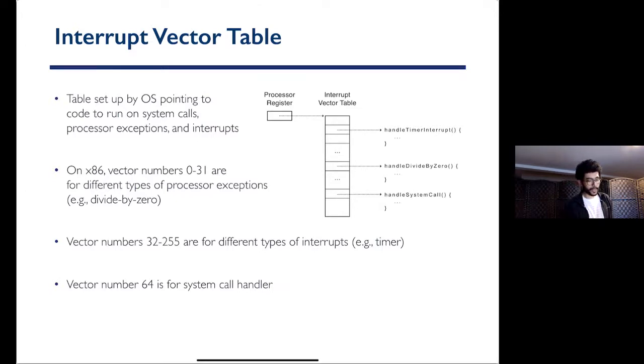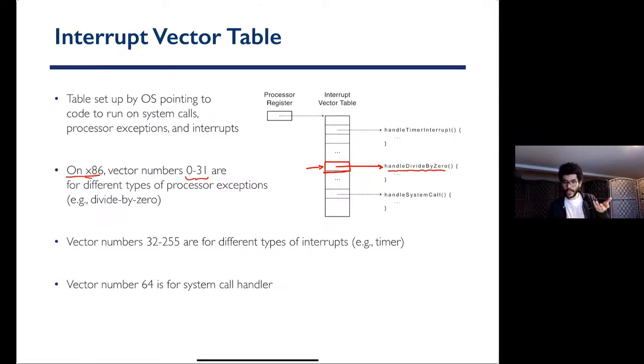So, for example, in x86, the first 32 entries are dedicated to exceptions, for example, divide by 0. If a divide by 0 happens, hardware is going to go and check this specific memory address. The operating system at boot up writes the address of the handler for divide by 0 here. So it's kind of like a level of indirection.